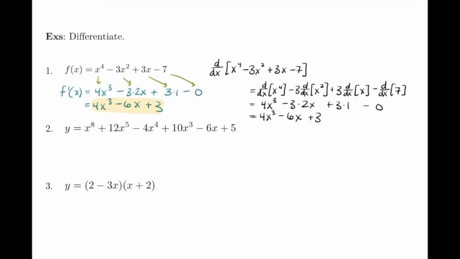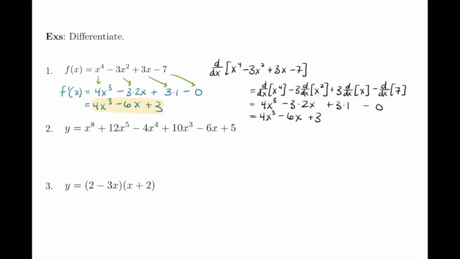Again, if you like the d over dx notation, then what this says is if we take the derivative of the given function, we can split this up into finding the derivative of each of the individual parts. I've also used the constant multiple rule to take the 3 out of each of the second and third terms. Then we'll just find the derivative of each of the pieces. We get the same thing. If you like this notation, again, feel free to use it.